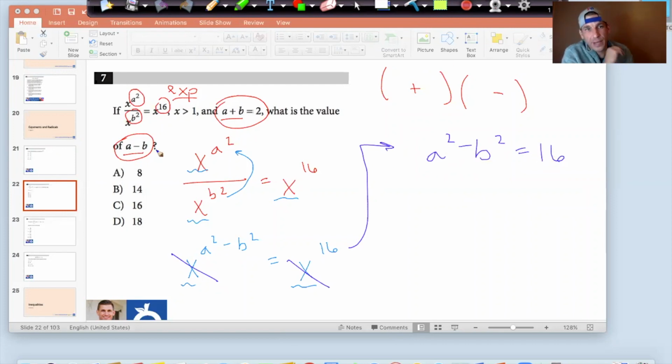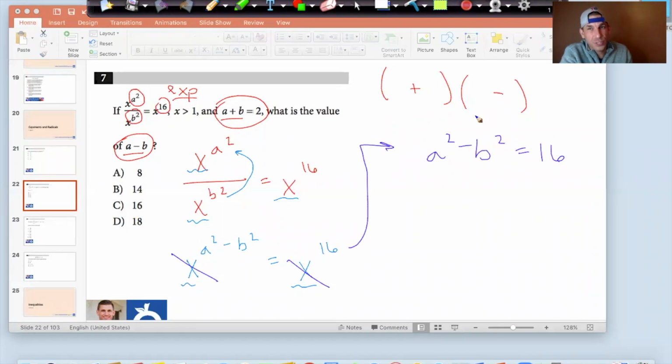And here's the reason why. There's no x inside of my answer choices, right? There's no x. There's also no b's and there's no a's. So I need to start figuring out ways of getting rid of those variables where it makes sense. My x's are now gone. And now all I have is a squared minus b squared equals 16.